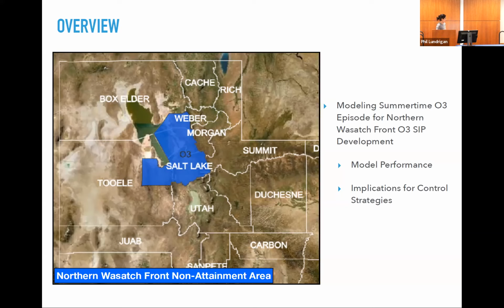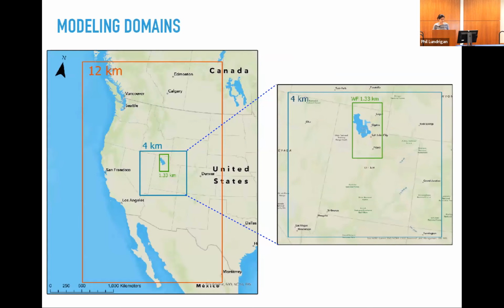So what I'm going to do is discuss results from our model performance evaluation, which basically tells us how well the model is able to simulate observations. And I'm also going to talk about how sensitive the model is to a change to air pollutant emission inputs. And more importantly, what does that mean for control regulations? What are the implications of model performance on how we are modeling the effectiveness of controls?